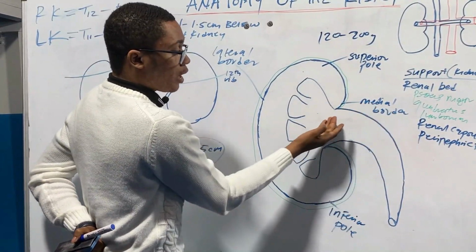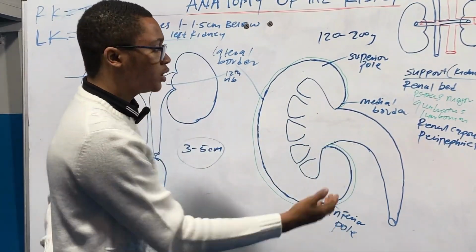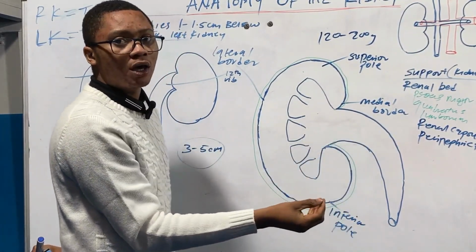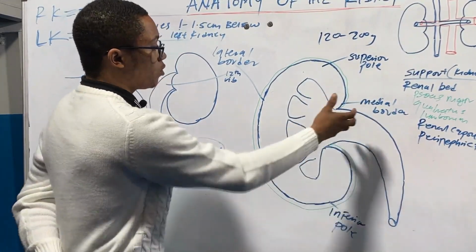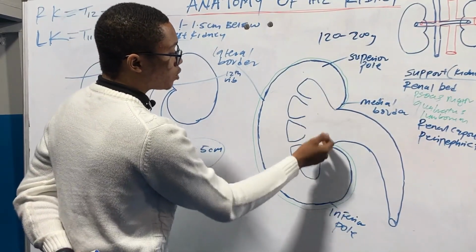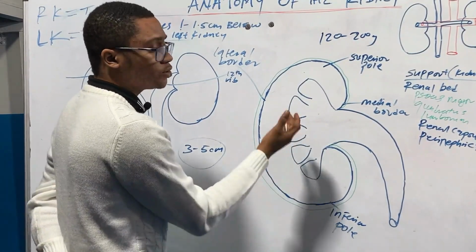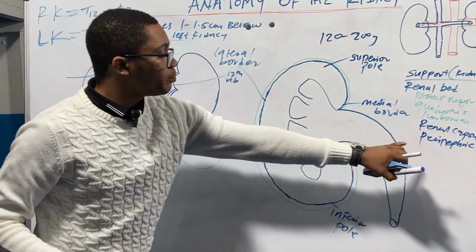Remember, in the medial border we have the renal sinus and also the renal hilum. The renal hilum is just an excavation in the medial border of the kidney, where the renal pelvis and the renal artery and vein come into the kidney. The renal sinus also contains the calyces, the major and the minor calyces. So this is the perinephric fat.